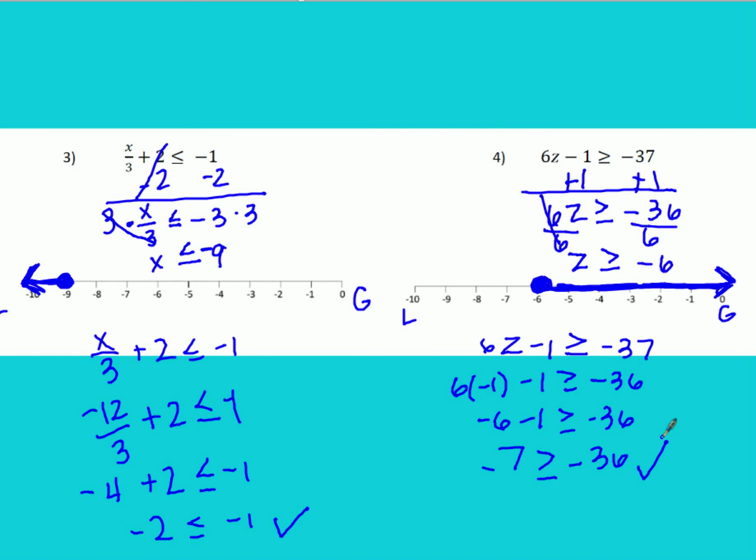So just make sure that you're following the rules for when you're dividing or multiplying by a negative on the side with a variable, that you're flipping your inequality, and use the L and the G trick to help you graph these inequalities correctly. Always go back and check your work. You'll know you got an A before you even turn in your paper.